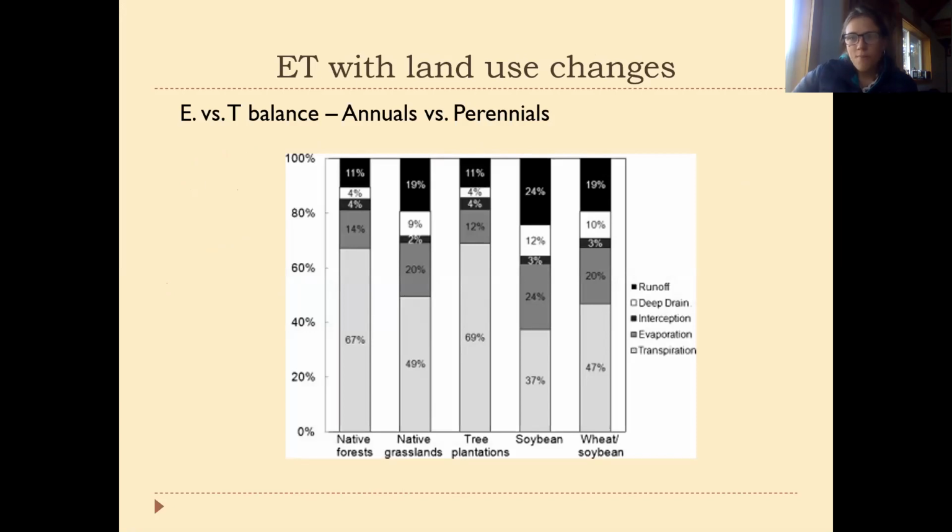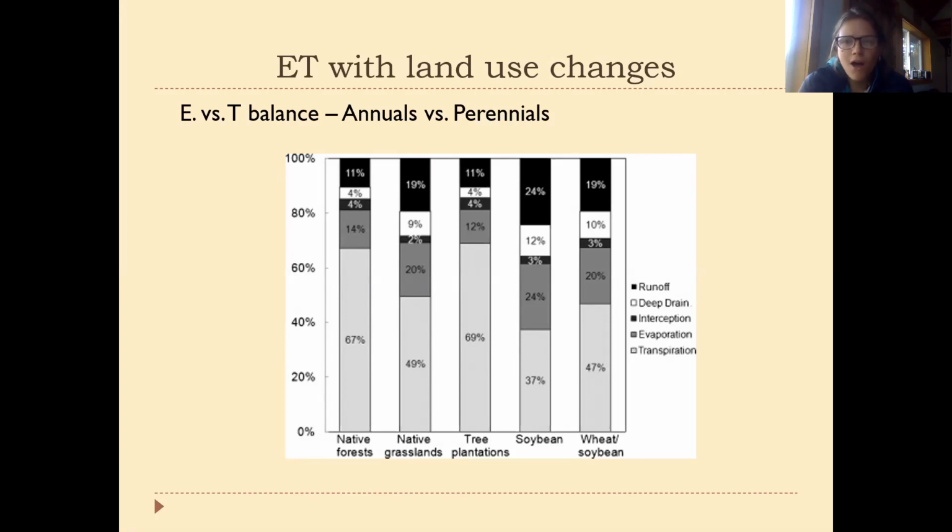So we also mentioned that evapotranspiration is not something that is just about climate, although that has a big impact. It's also about different kinds of vegetation, which behave differently. So this is a diagram that is seen in the textbook, and it shows different types of vegetation. So first of all, native forest, then native grasslands like prairie lands, tree plantations, soybean, and then a wheat-soybean mix.